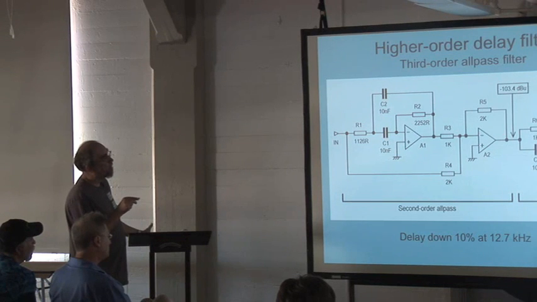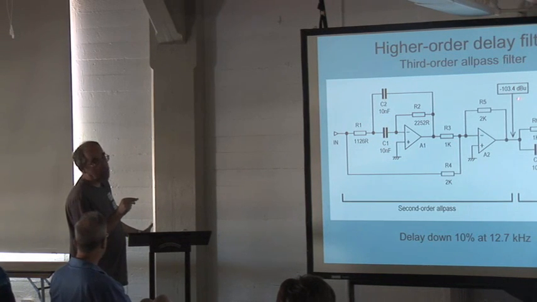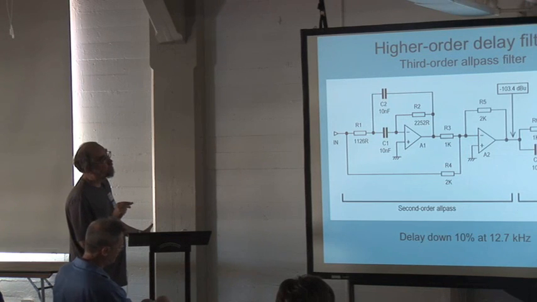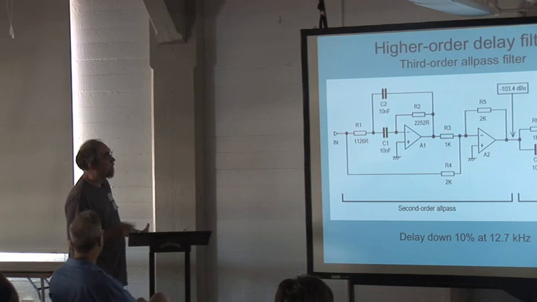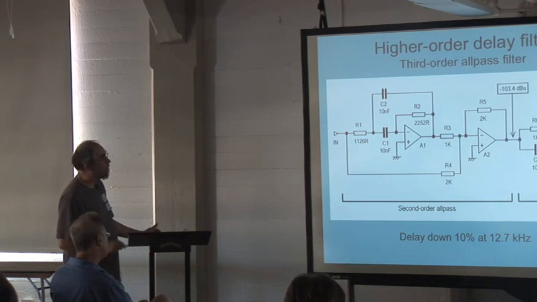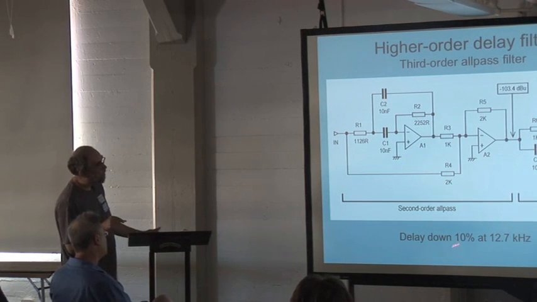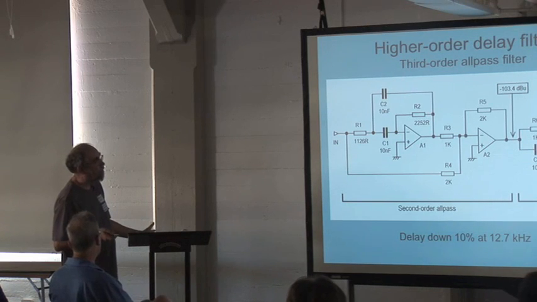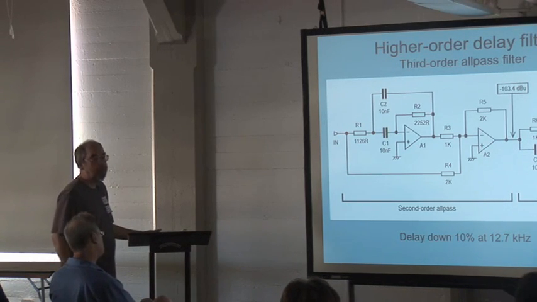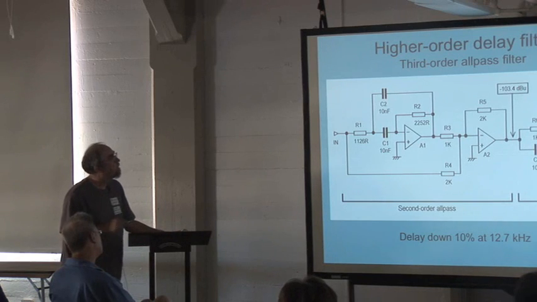This, because of the different component values, is quite a lot quieter, at minus 103. And even when you add on the extra stage, you're still significantly quieter than your second order filter. So the third order filter is not only flatter for longer, because it's now 10% down at 12.7K, but it's also quieter as well. So it's got a lot going for it. To my mind, this is the way to go on delay filters.